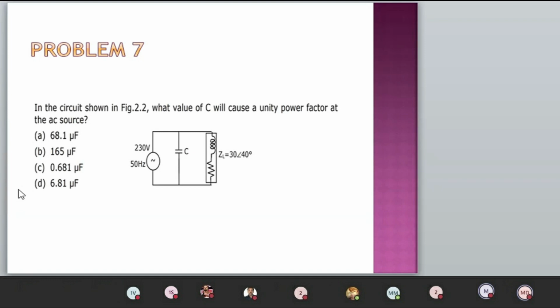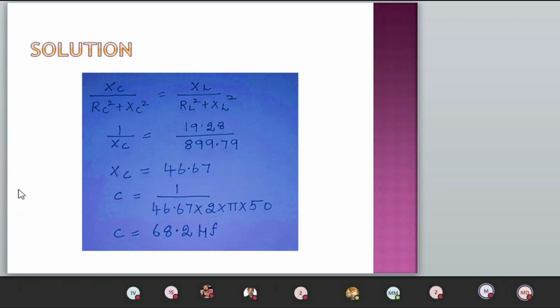A tank circuit is nothing but a combination of inductor and capacitor in parallel, where the inductive branch is a combination of resistor and inductor in series. Together they are in parallel with the capacitance. Now let us go for the solution.